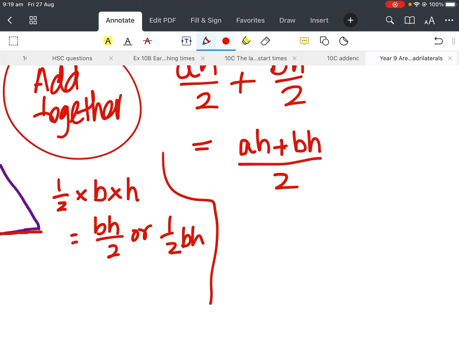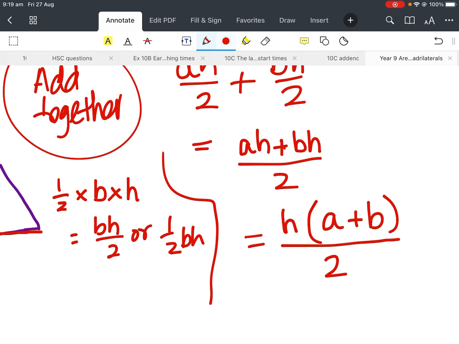And now I'm going to do what's called factorising. Can't remember if we've done this yet, but I'm going to go over it. So if you look at the top part of the fraction, do you notice there is the same letter in both of the terms AH and BH? Hopefully, you said yes, miss. So I'm going to take the H out of both of the AH and the BH, and I end up with this formula. And this is the trapezium formula.